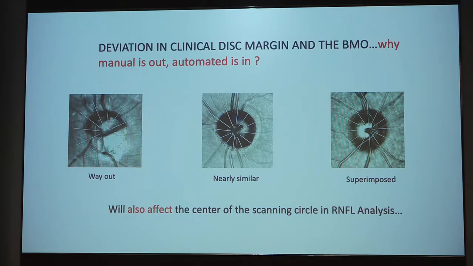So deviation in clinical disc margin and the BMO is very well known. Why manual is out and automated is in is this, because in the manual you cannot see the Bruch's membrane opening, because of which you cannot mark the clinical disc margin. So this BMO is way out of the clinical margin. This is nearly similar and this is superimposed. This is impossible to detect by the human eye, because of which it will also affect the scanning circle in the RNFL analysis.